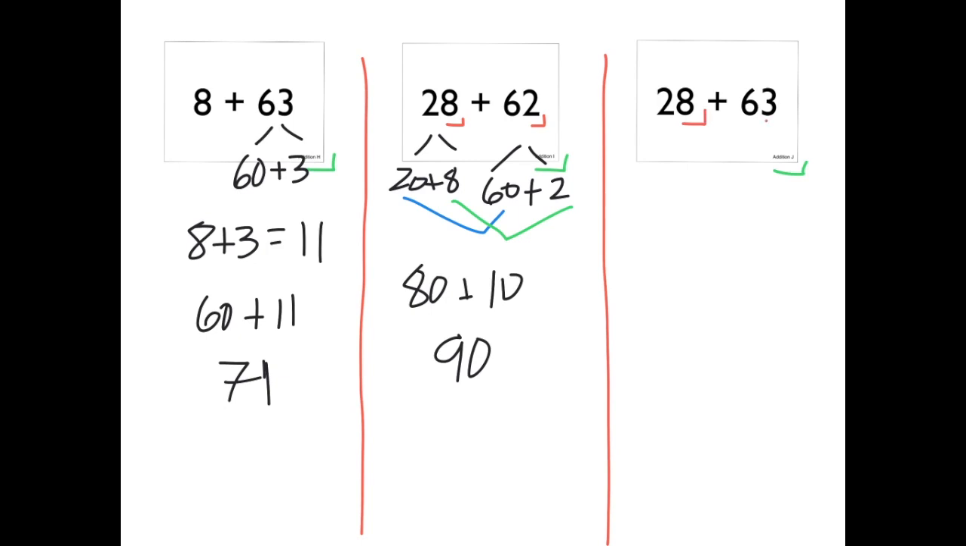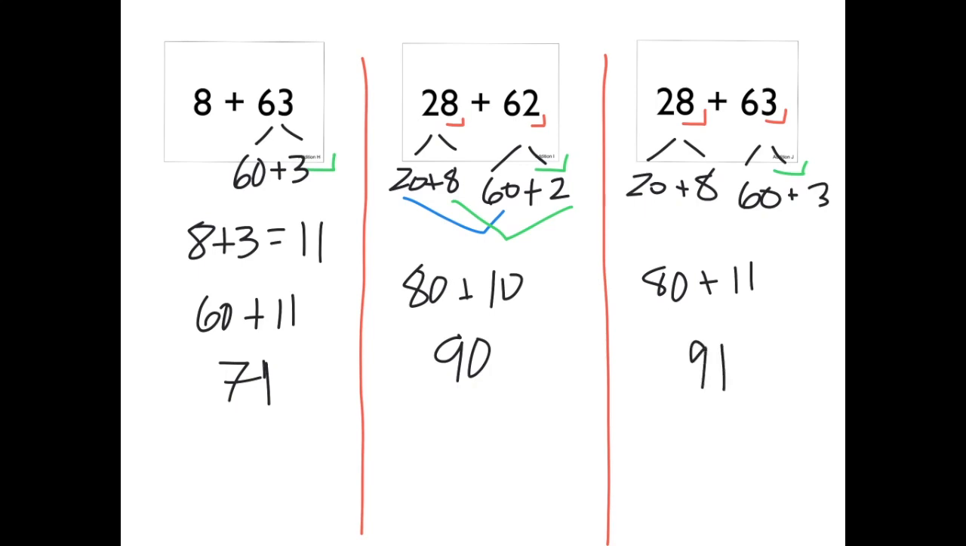In step J, the digits in the ones positions will have a sum that is greater than 10. So it's really important that they use the knowledge they learned in addition I and addition H and combine them together to work with the numbers in addition J. Here we'll recognize the same thing. 28 is the same as 20 plus 8. 63 is the same thing as 60 plus 3. And then we'll combine those two things together. So 20 plus 60 is 80, 8 plus 3 is 11, and then we have a sum of 91.